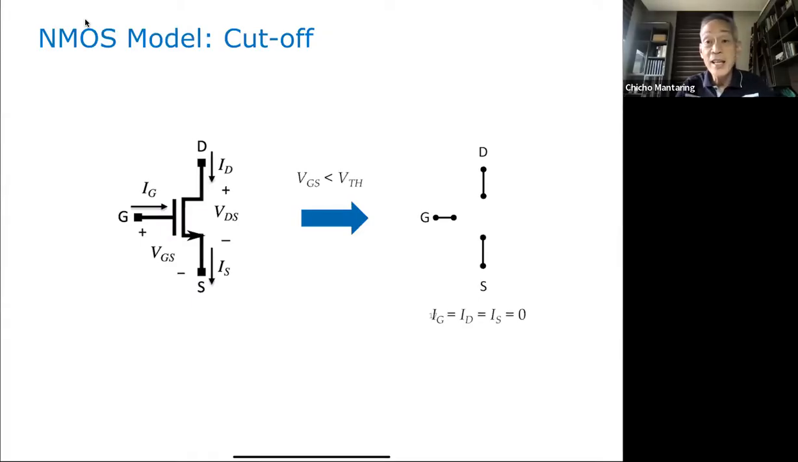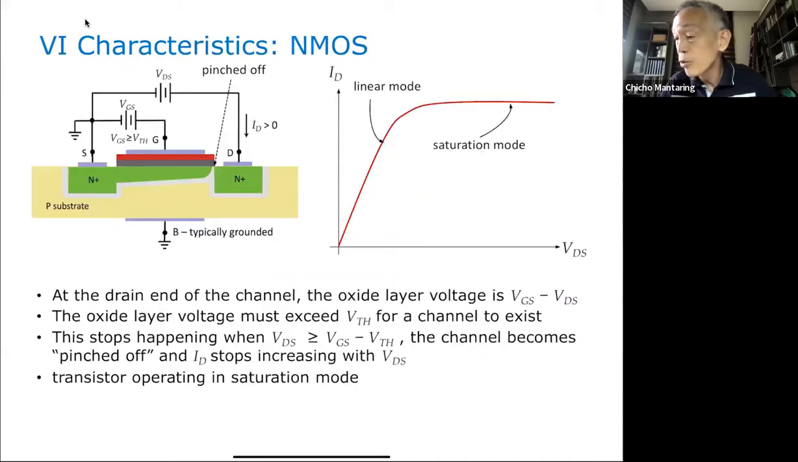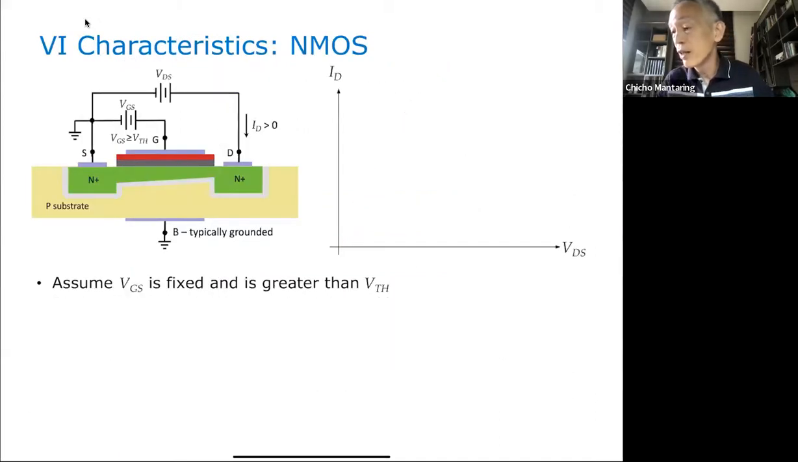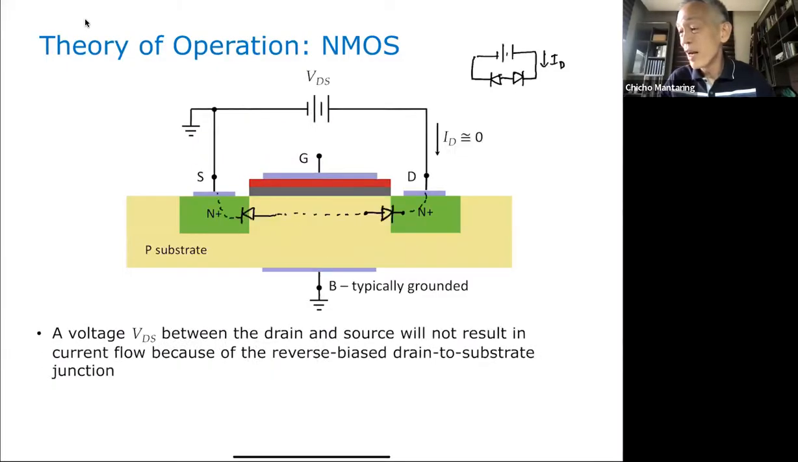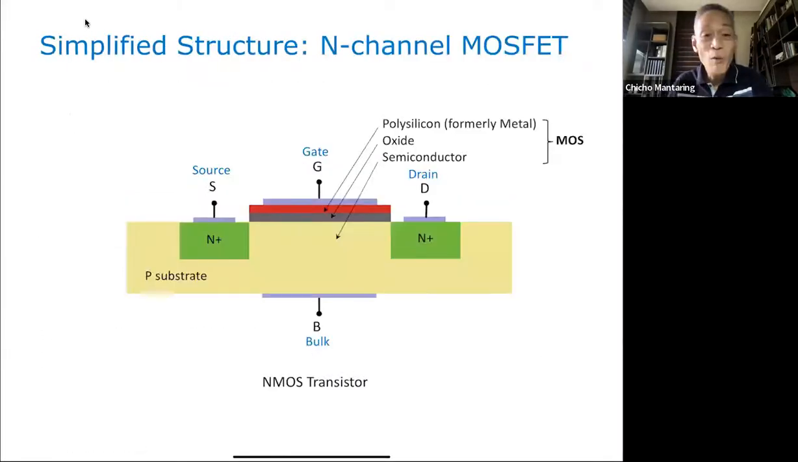Basta't DC ang voltages natin, I sub G will always be equal to 0. Why is that so? Let me go back to this construction. Remember, this is an insulator. Itong silicon dioxide layer or oxide layer is an insulator.